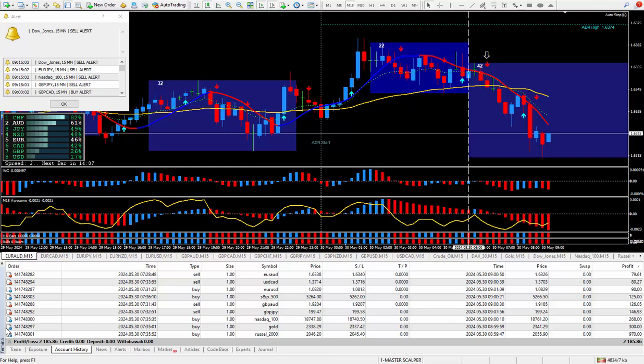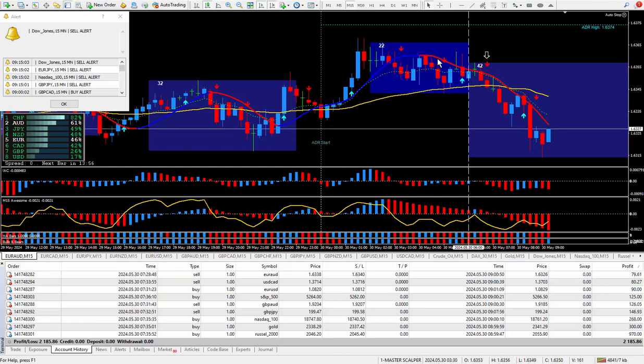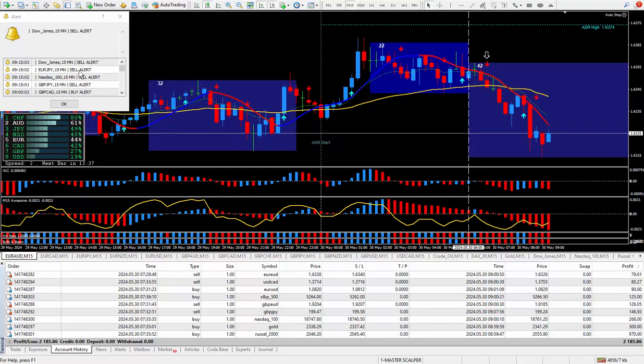Today's date is May the 30th, and I'm using my new Master Scalper trading system. This one has the Master Scalper, that's this blue and red moving average. It's not exactly a moving average, it's a custom moving average. And of course, I have the arrows here. They're called the super signal indicator. You'll get an audio sound and a pop-up box like you see here suggesting to buy or sell.